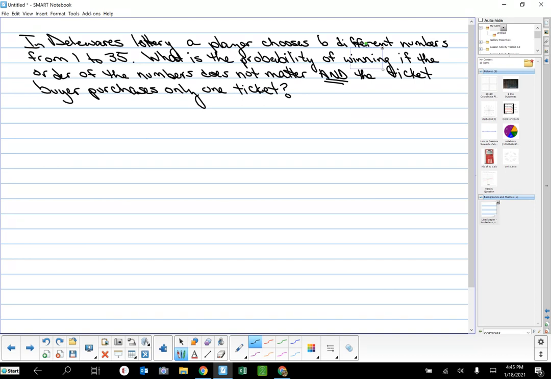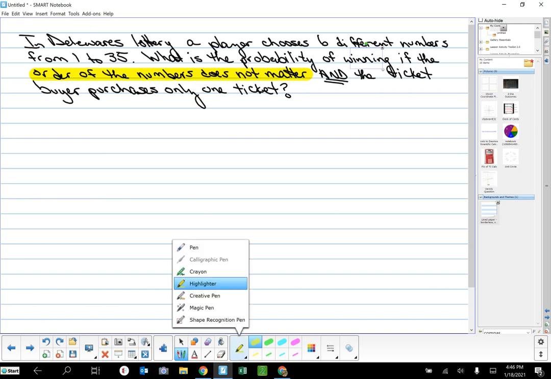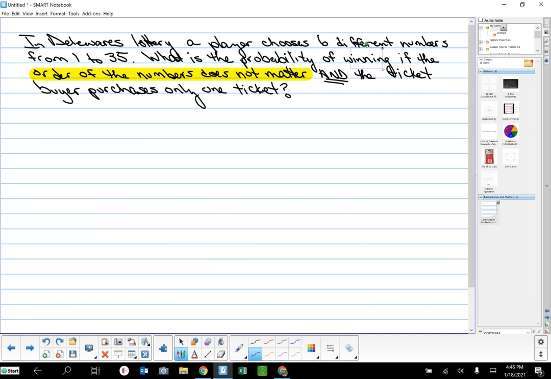All right, so notice we have this statement in here. Order of the numbers does not matter. Well, recall from the last chapter, and I'll write this down, that we had combinations and permutations. Can you remember which one order mattered and which one order did not matter? It was combinations. Order does not matter.